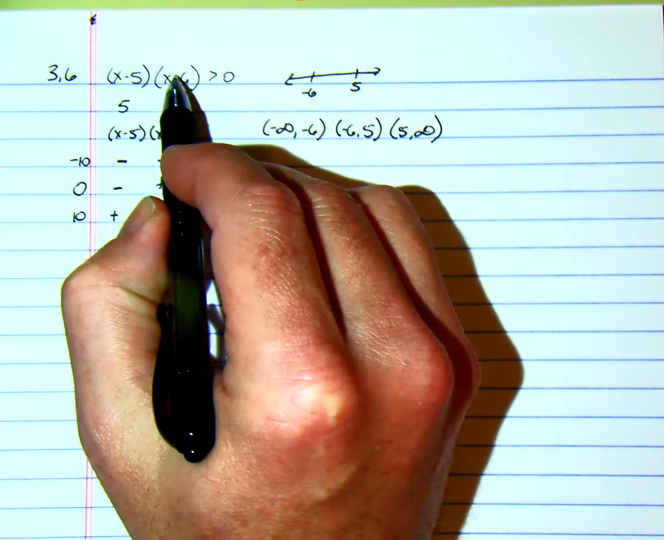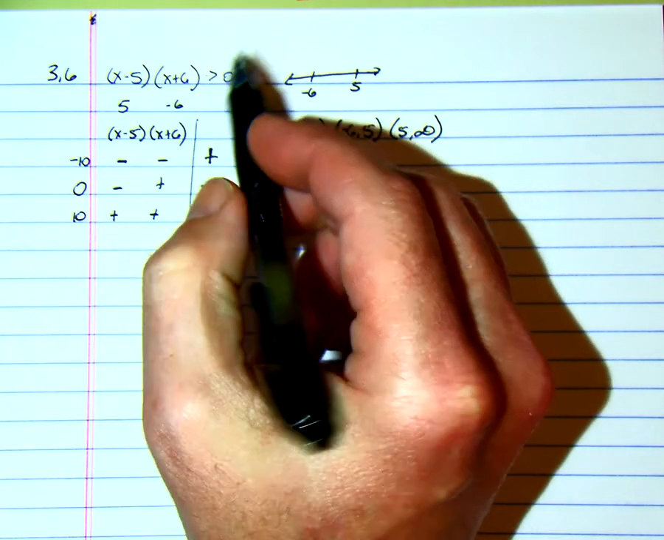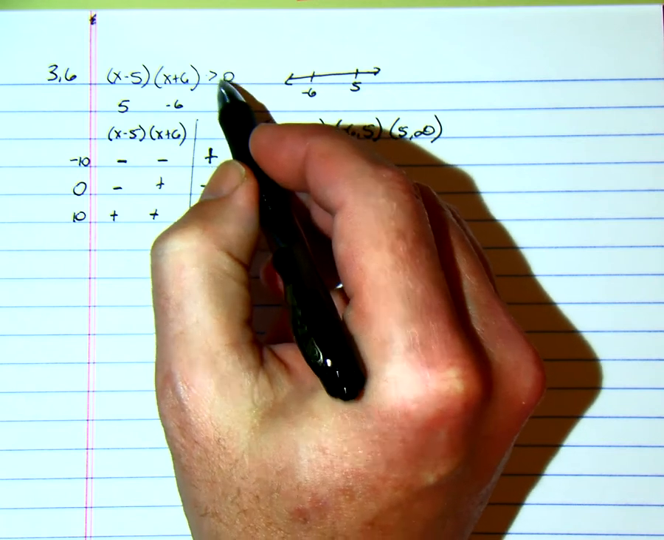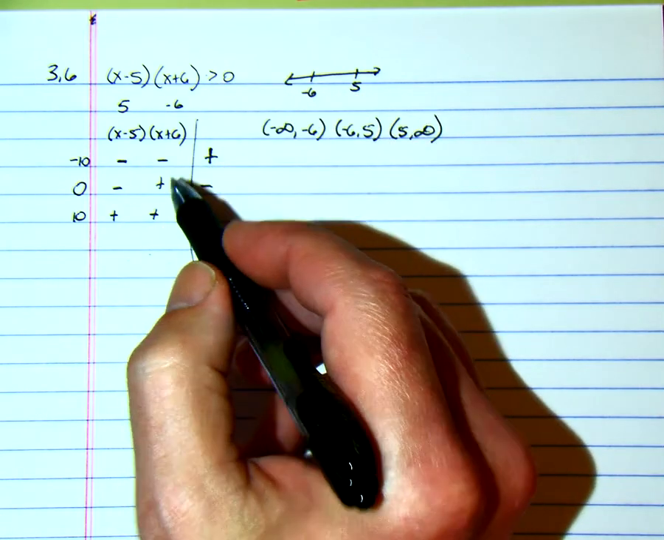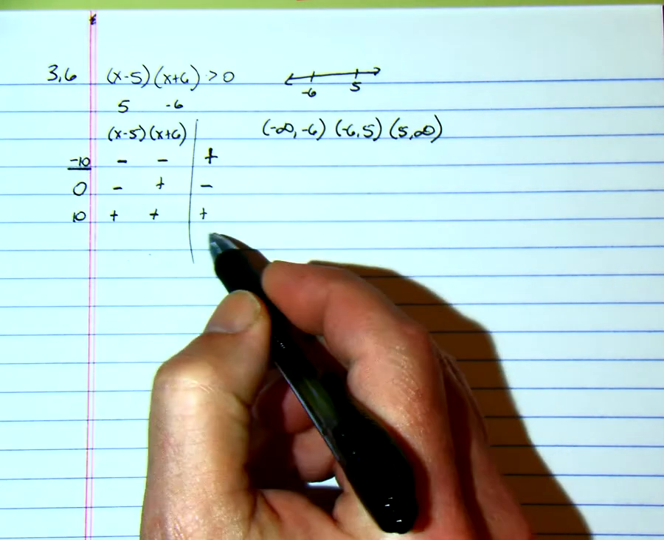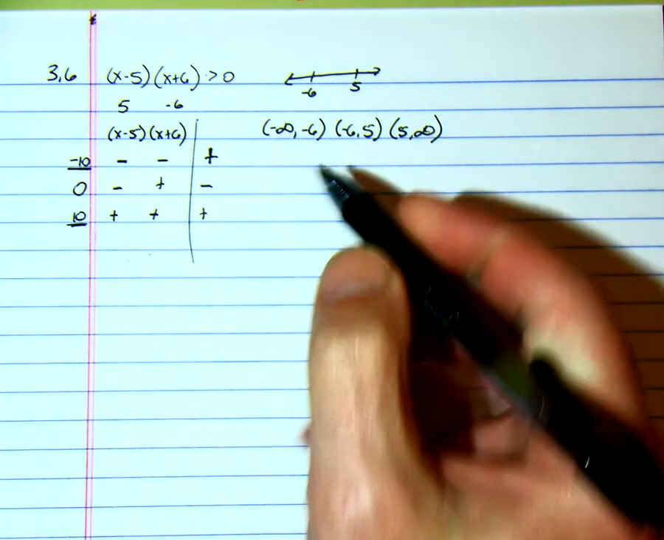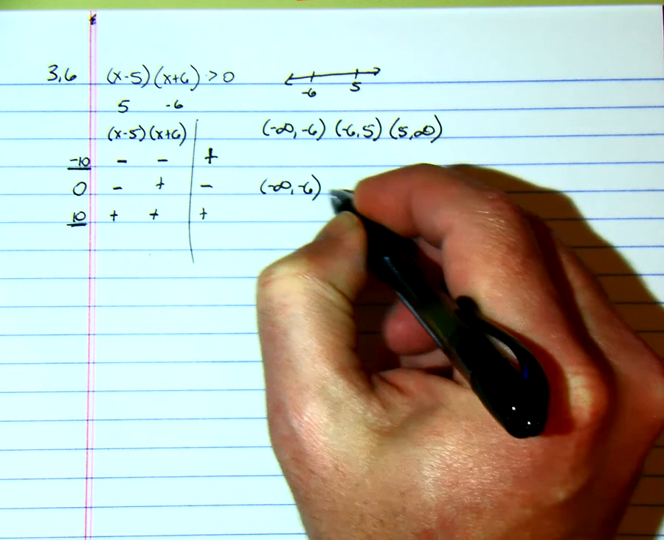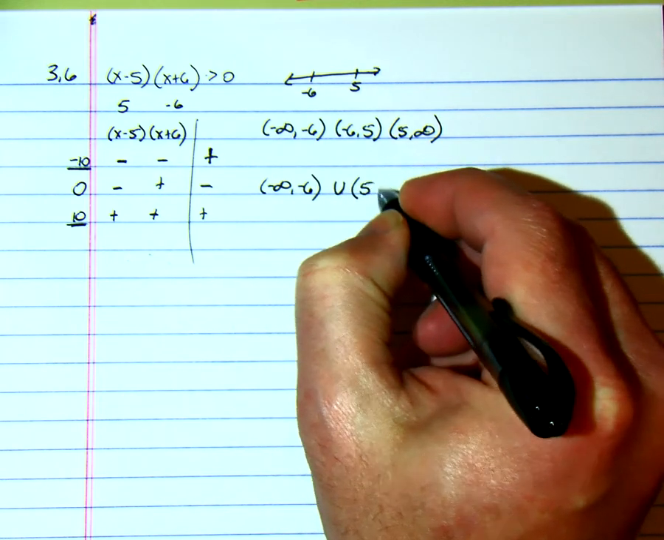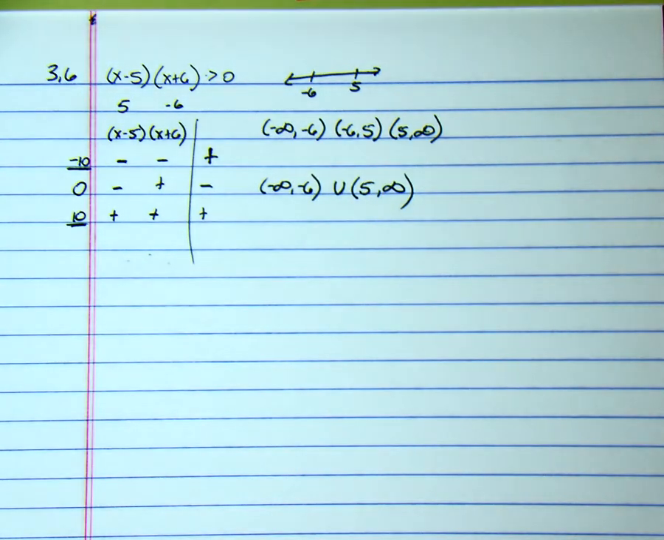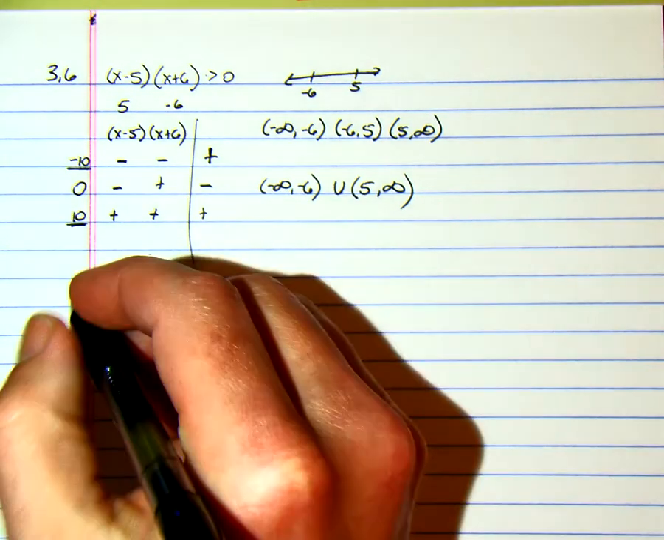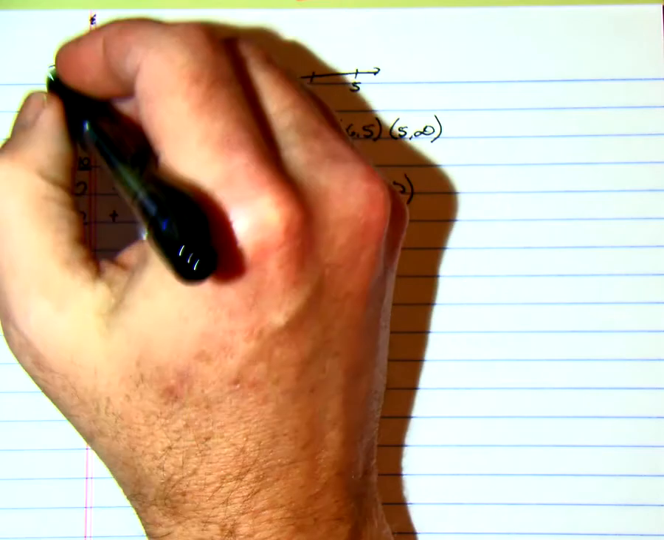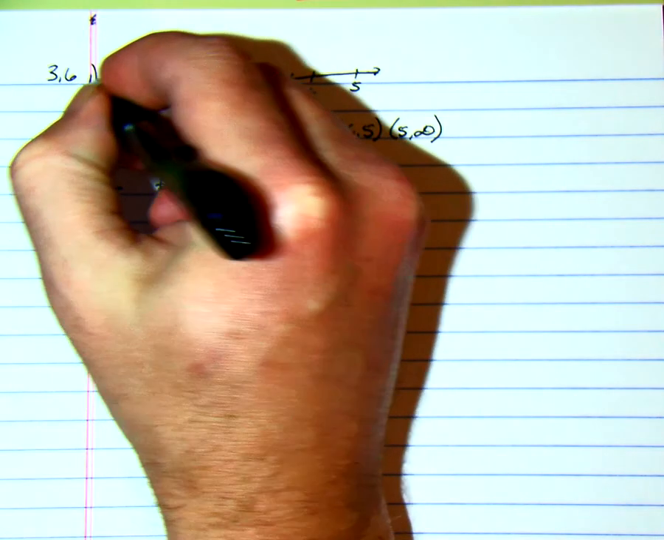Okay? And so what happens is, let's go back to my original polynomial. This product has to be greater than 0. And the types of numbers that are greater than 0 are positive numbers. And I got positive numbers from -10 and when I tested +10. So that means that my solution is going to be -infinity to -6, and I'm going to union that with 5 to infinity. Okay, so we used a sign test to figure out the solution there. Here in a second, I'll come back and I'll show you the other method that we can use, but I'm going to do all the sign tests first, and then we'll come back and show you the other way.